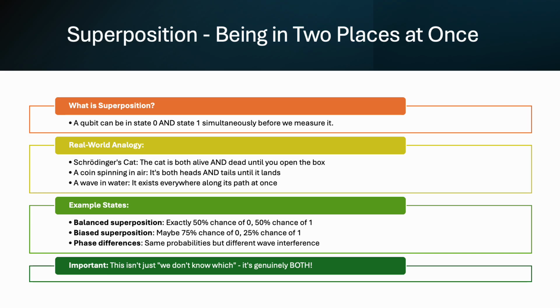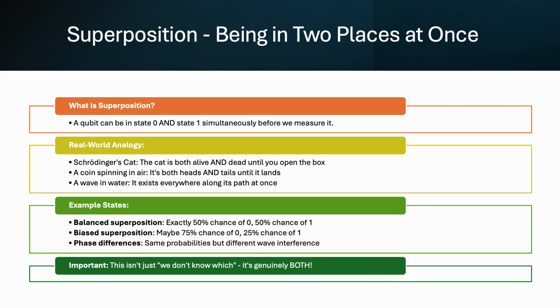A better everyday analogy is a coin spinning in the air. While it is spinning, it is not heads or tails, but both. It's technically a coin in the air. Or think of a wave in the ocean. It exists along its entire path simultaneously, not as just one point. These are not perfect analogies because quantum superposition is truly unique, but they give you a sense of what's happening.